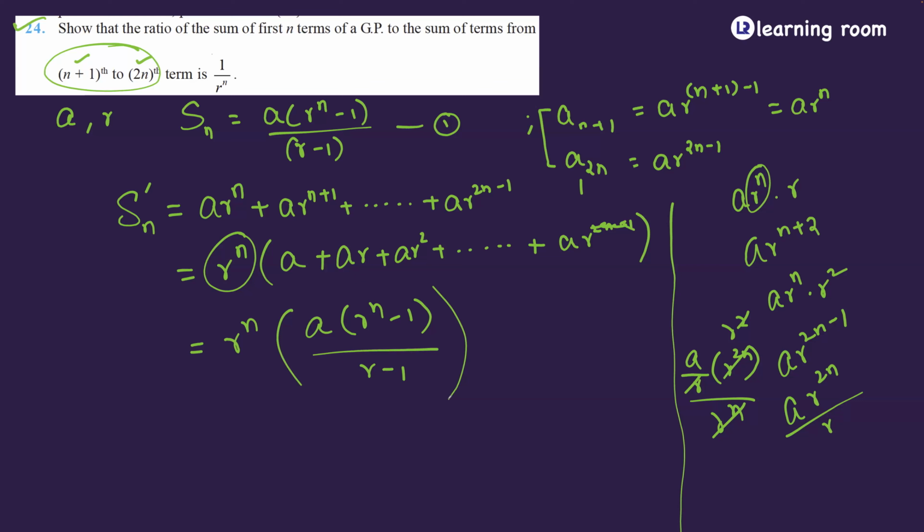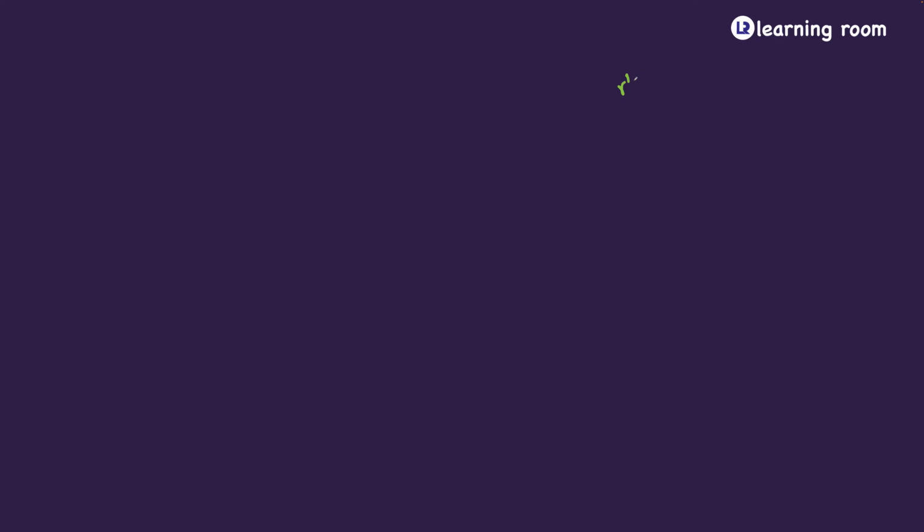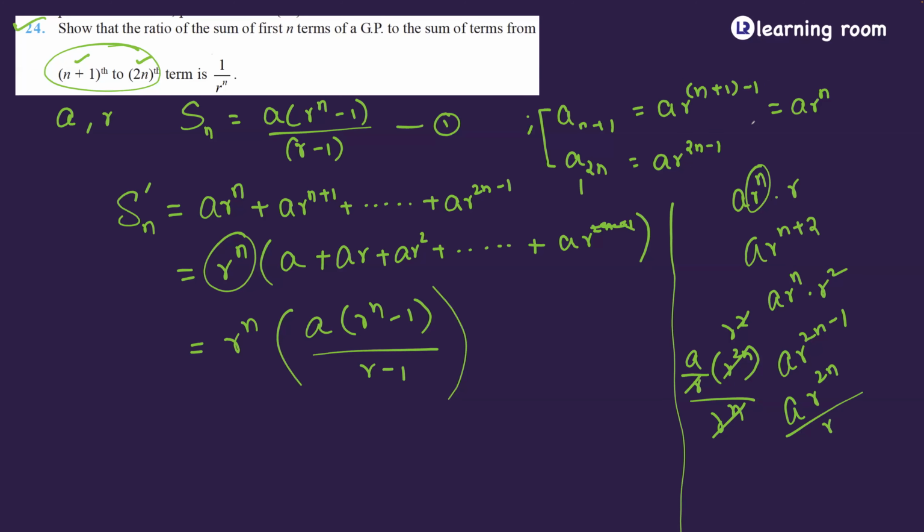Is the question right? Can you please check in the textbook? Is it the same question? Or do they give it as 2n plus 1, the n plus 1th to 2nth term or 2n plus 1th term? 2nth only? Okay. One minute. Let me do it again and see. Next slide. So what is it that we have taken? R power n. So you have A plus AR plus AR square plus so on till AR power 2n minus 1. So the 2nth term is AR power 2n minus 1.